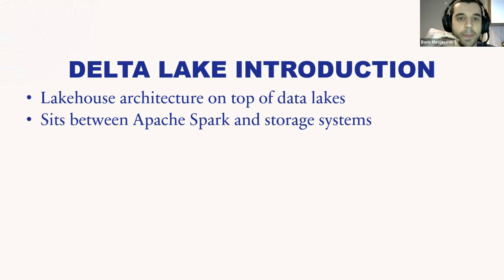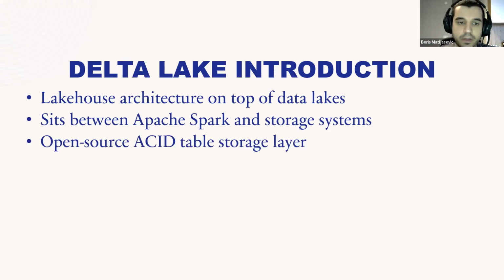So what do I mean by this? Delta Lake is our ACID table storage layer. Apache Spark will talk to the Delta Lake, and then the Delta Lake layer will talk to data lakes. So Apache Spark is no longer directly contacting data lakes to write data into or read data from. Now we have that layer in between, and that's exactly Delta Lake.